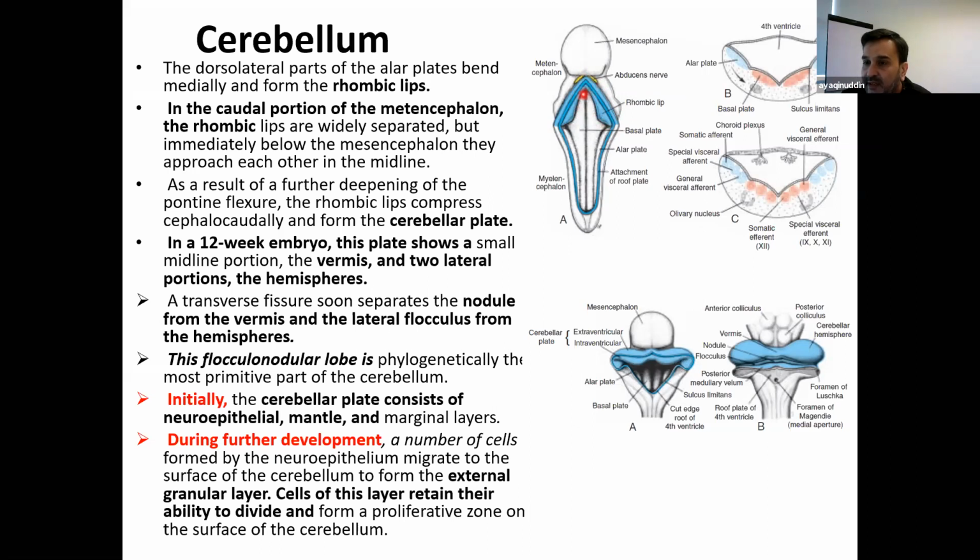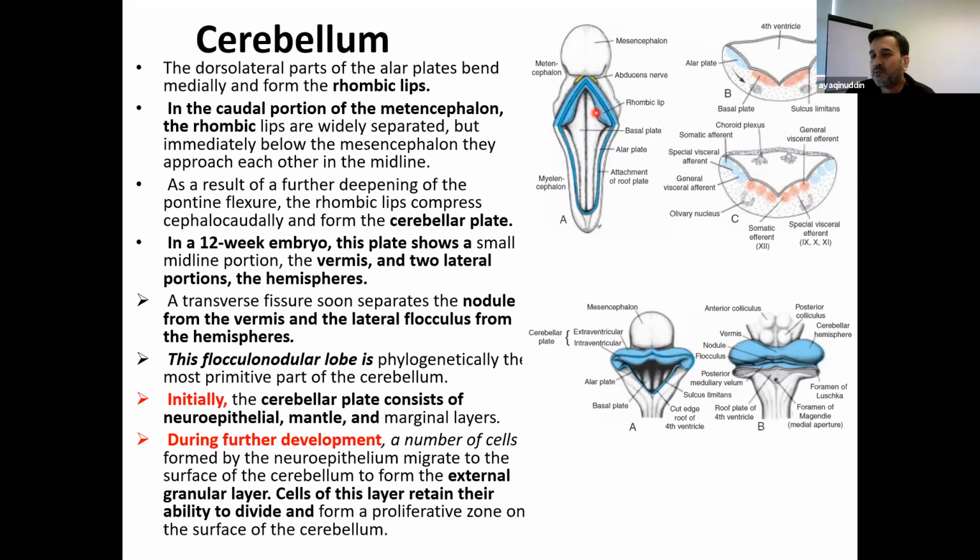Cranially, these rhombic lips are joined together, and as the pontine flexure is formed, more and more pontine flexure is formed, this rhombic lip is going to form a plate-like structure, because as the pons is going to flex more and more, there is more pontine flexure. The two rhombic lips are going to come together and they are going to form a plate, which is called the cerebellar plate.